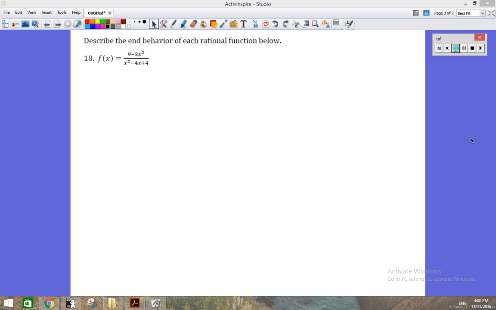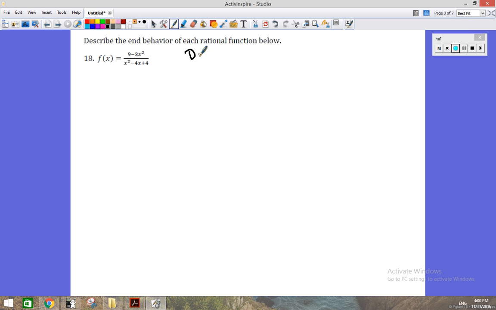Alright, I'm back. Let's take a look at, I think the next 4 problems have the same directions. We're going to look at the end behavior of these rational functions. So with a rational function, to determine the end behavior, we compare the degree of the numerator against the degree of the denominator. And whenever you have a comparison of two numbers, there's always only 3 possible outcomes.